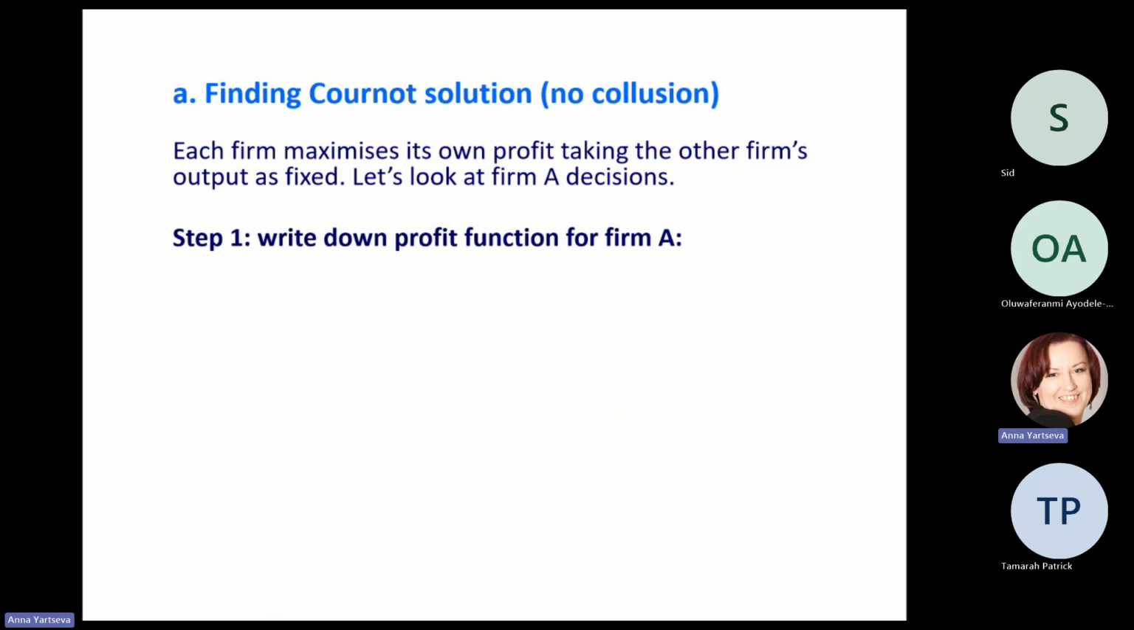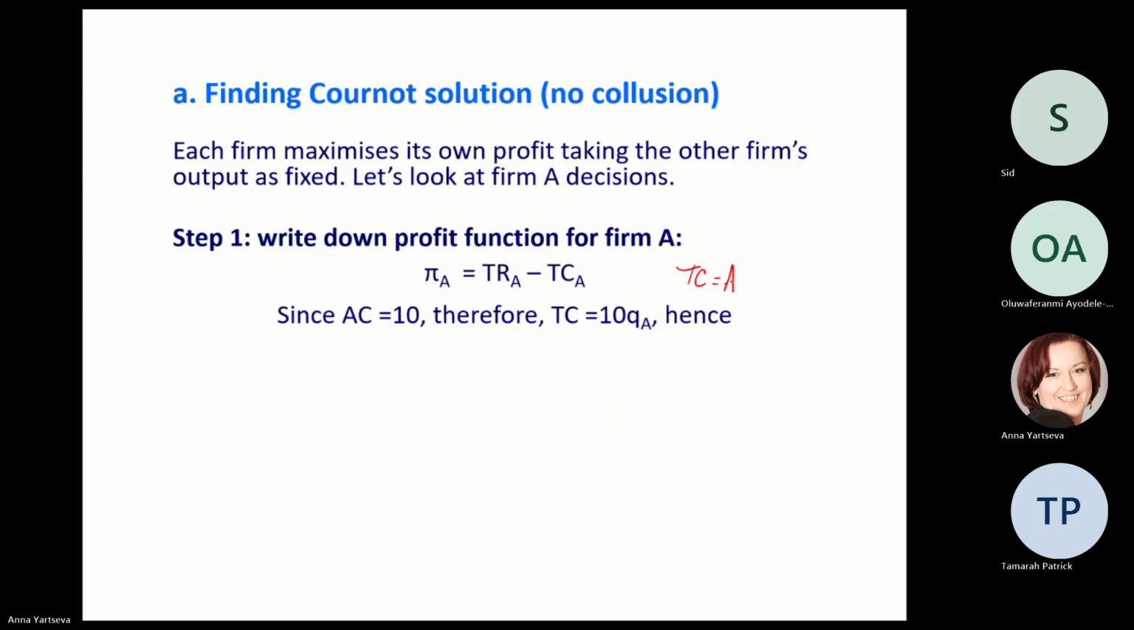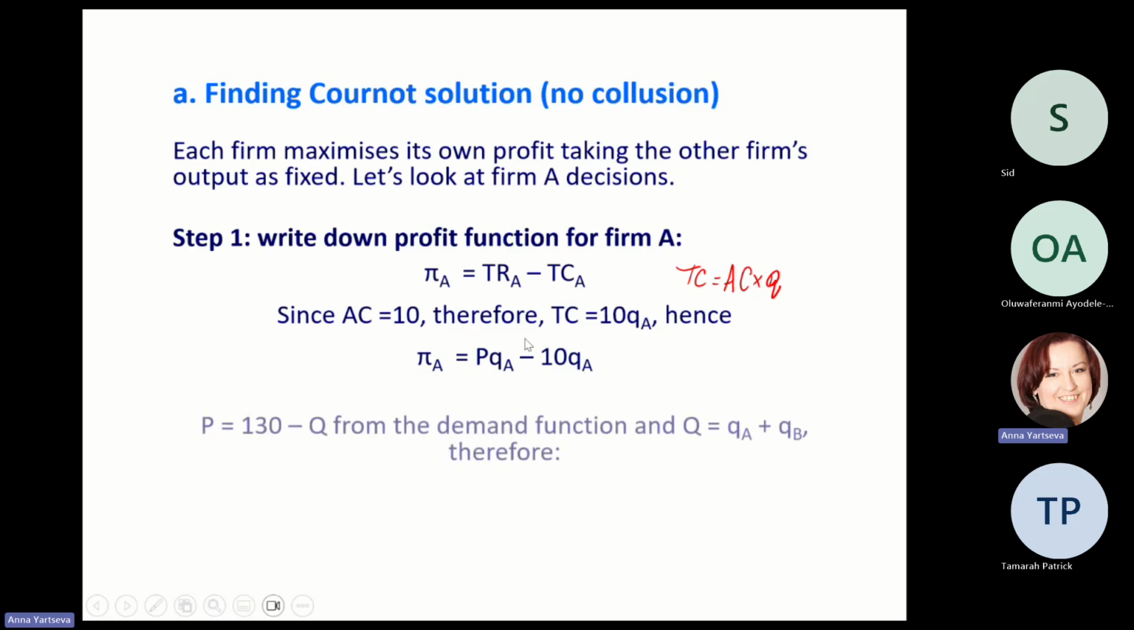To do this, you'll need to write down profit functions and work out reaction functions. Profit function is the difference between total revenue and total cost. Total cost can be calculated as average cost times quantity for any individual company, right? Average costs are given, they are 10, and therefore total cost function can be written down as 10 times Q, individual quantity. Plug this into our profit function. Total revenue, price times quantity, minus total cost, 10 times quantity.